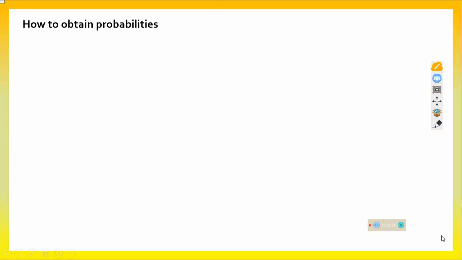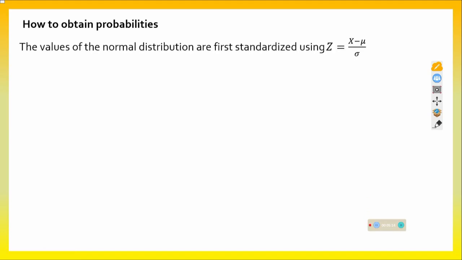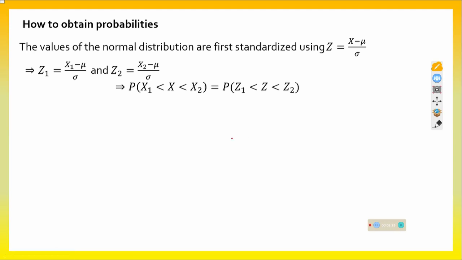Let us now talk about how to obtain probabilities. How do we obtain probabilities? The values of the normal distribution are first standardized using Z, which is equal to X minus mu upon standard deviation. Meaning that if you are dealing with a random variable X and you are looking for the probability of X1 less than X less than X2, then you first standardize this, by subtracting mu and then dividing by the standard deviation.